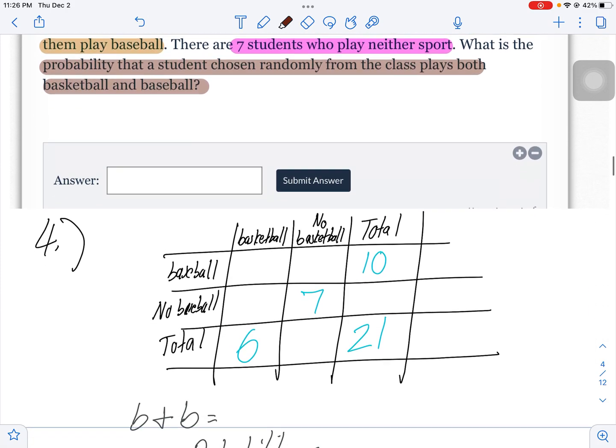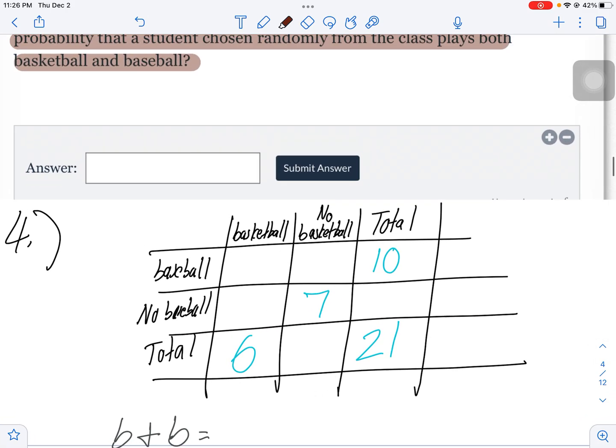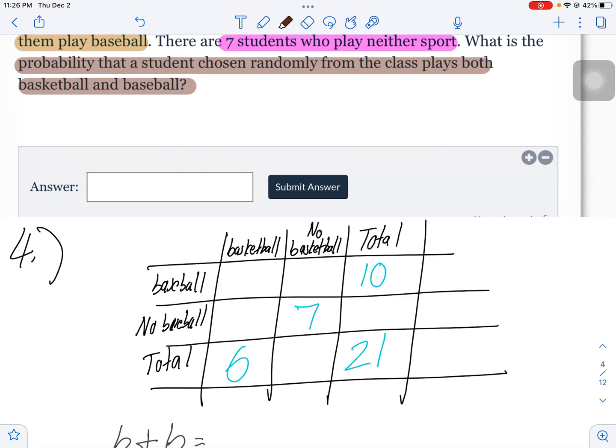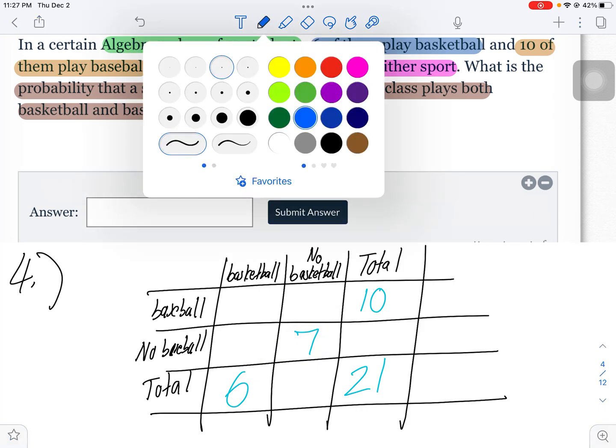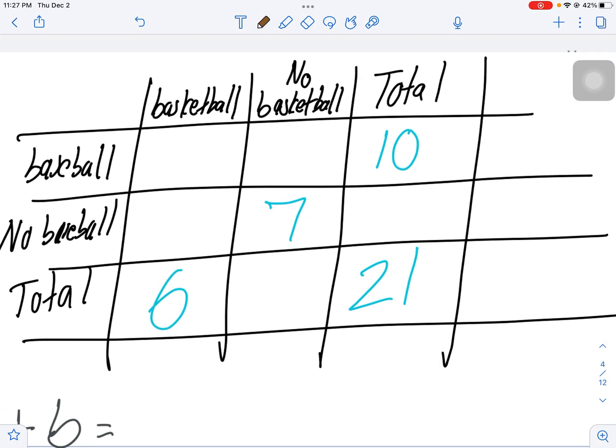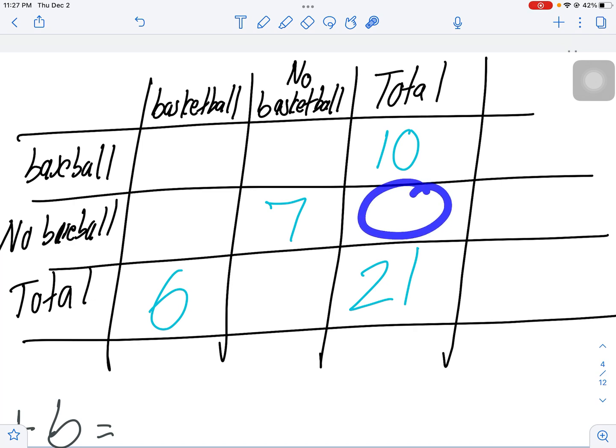So once again, I've made my table here, 4 by 4. Basketball, no basketball, baseball, no baseball, and totals. Total of 21 students, total of 6 play basketball, total of 10 play baseball. 7 students don't play either sport. So once again, let us find our missing numbers, and we do that by subtracting the 2 boxes that we have.